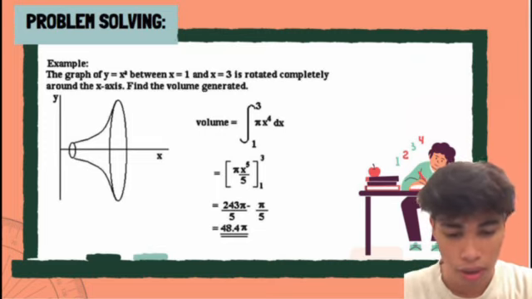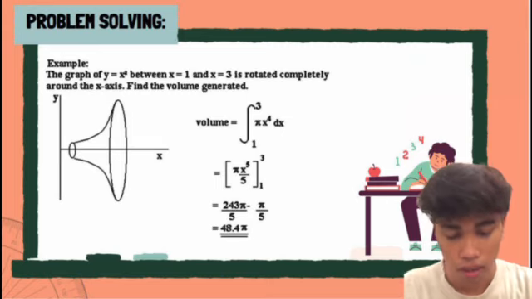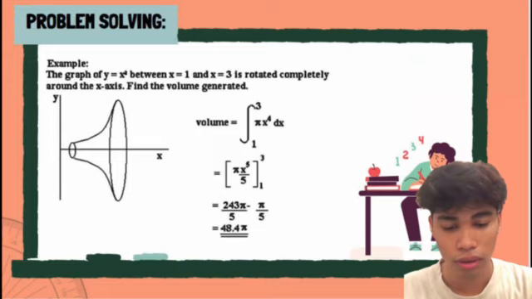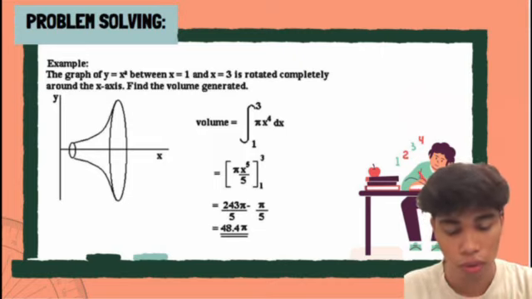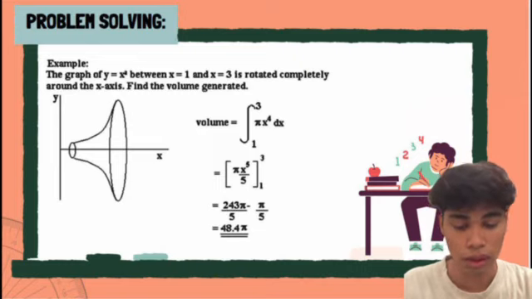I want to continue my first topic. So, example, the graph of y equal to x to the power of 4 between x equal 1 and x equal 3 is rotated completely around the x-axis. Find the volume generated. The example gives a graph and an object. So, this is the formula. Volume equals to integrate from 1 to 3 pi x to the power of 4 dx. So, we need to complete the problem and solve the question.